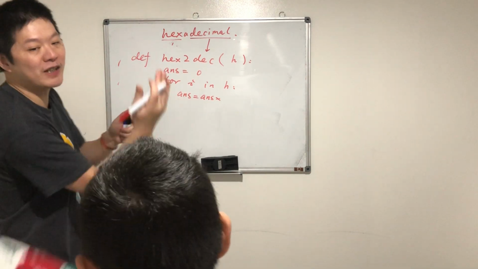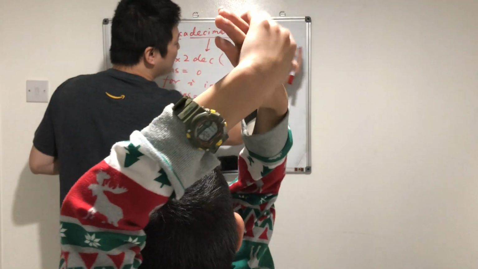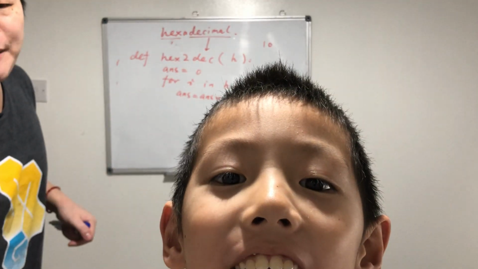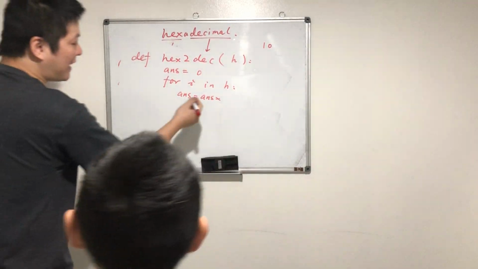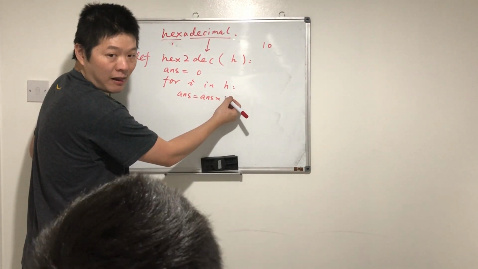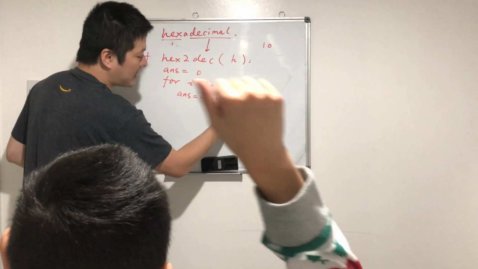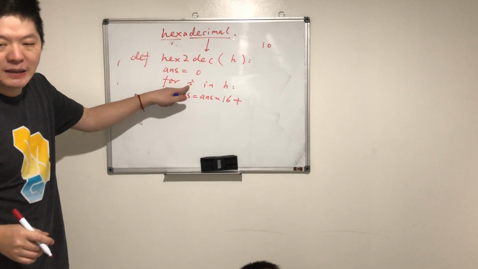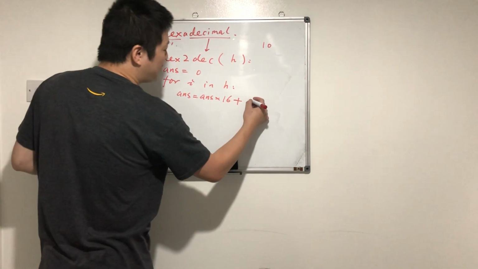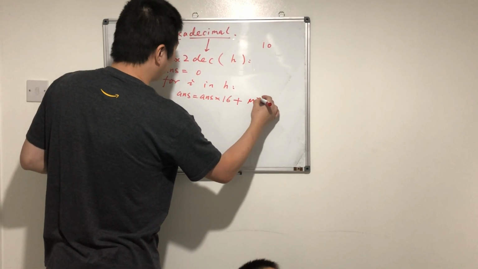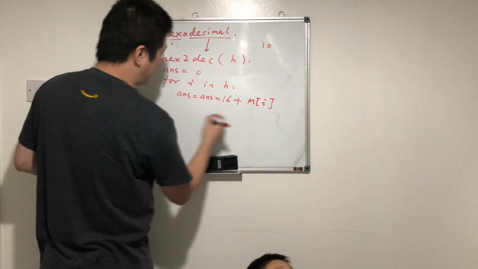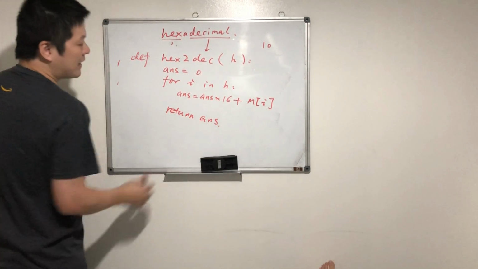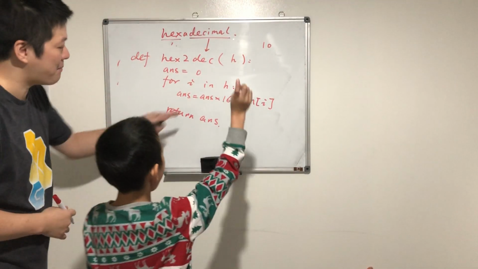16. Because remember, if it's decimal, we move one position to the left, it's times 10. If it's binary, it's times 2. If it's hexadecimal, it's times 16. Plus, we need to map this I to the value. So we use the mapping. Let's do the map first, and then return answer, yeah?